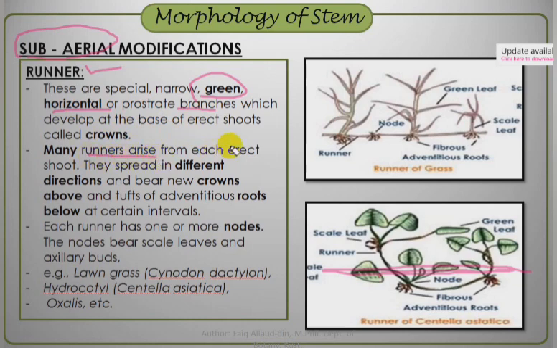Many runners arise from a single point. You can see from this single point, a runner here, a runner in this direction, in this, and in all directions. This is the nodal portion, and it possesses a straight branch. On this straight branch, you can see several leaves are present. They are known as scale leaves. Each runner has one or more nodes, and the node bears scale leaves. I have explained it here. The common example is lawn grass. Moving to the next slide.